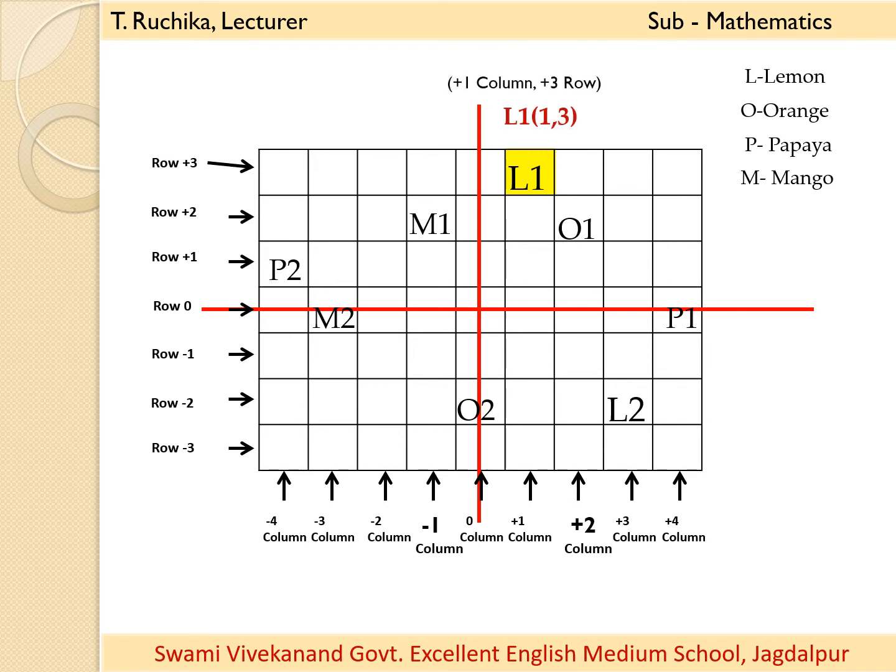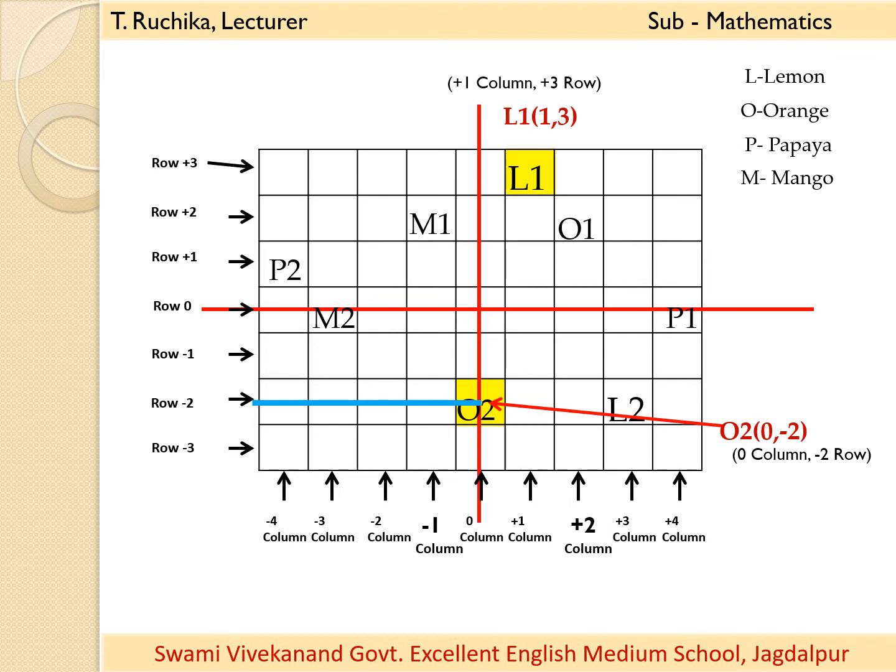Let's take another example, O2. We can see that O2, that is orange tree, is placed on the y-axis. So here column is 0 and row is -2. So the position of O2 is O2 (0, -2) inside the brackets.